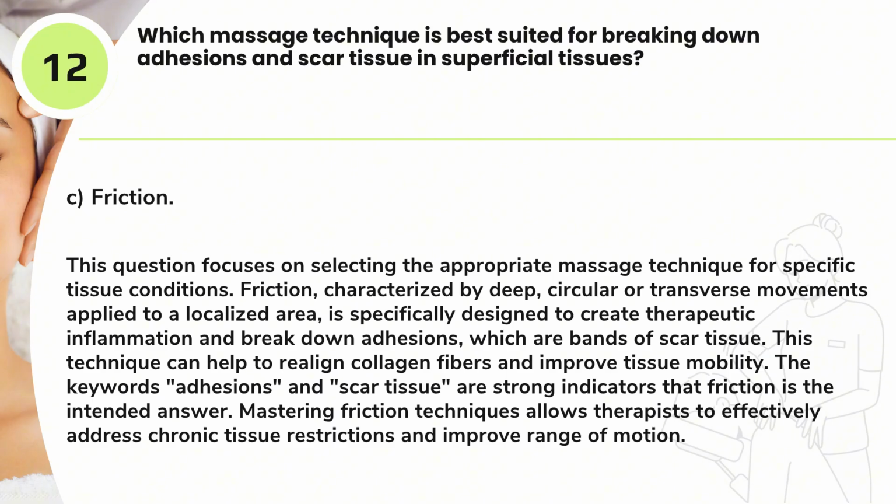Answer C. Friction. This question focuses on selecting the appropriate massage technique for specific tissue conditions. Friction, characterized by deep, circular, or transverse movements applied to a localized area, is specifically designed to create therapeutic inflammation and break down adhesions, which are bands of scar tissue. This technique can help to realign collagen fibers and improve tissue mobility.